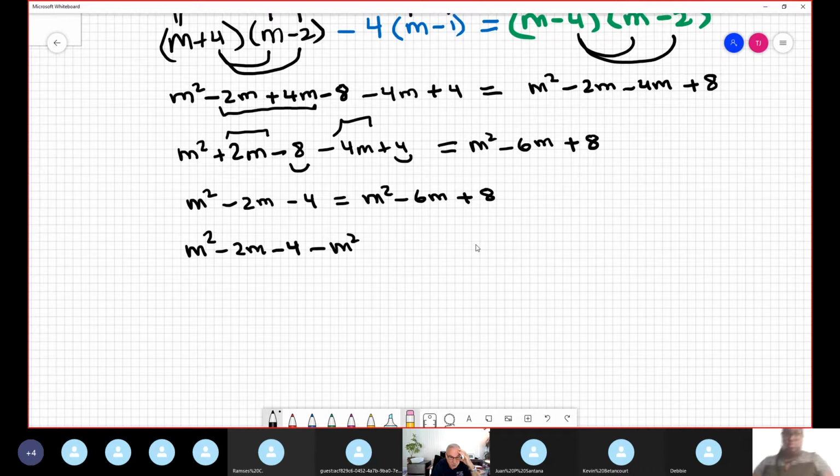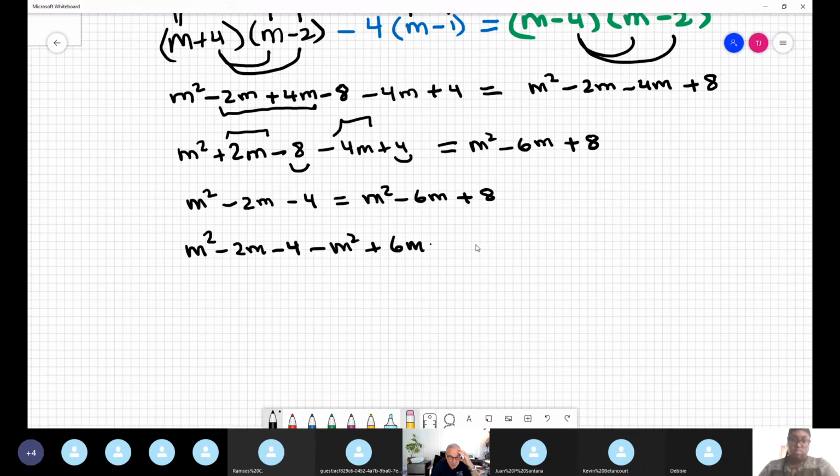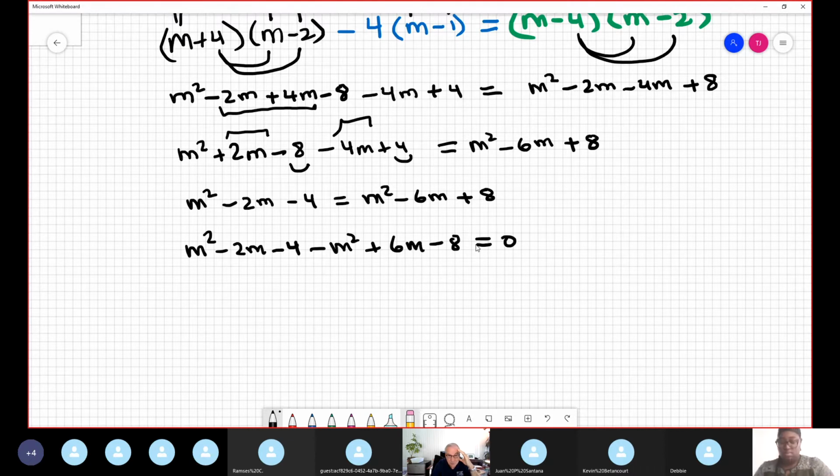Minus m squared plus 6m minus 8 equal to 0. Now we are ready to combine like terms. This and this are cancelled. It was exactly the same idea. And we combine: negative 2m and positive 6m is positive 4m.